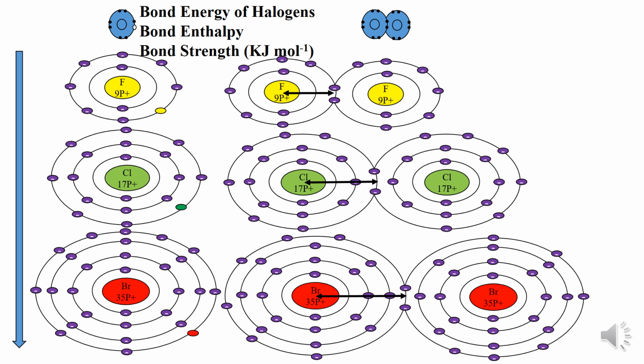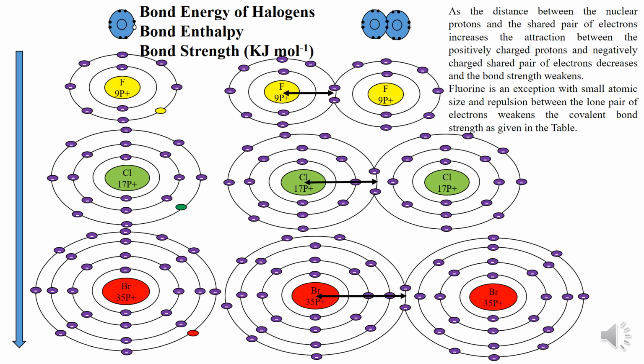So the bond energy or the bond strength decreases going down the group because of the increase in distance between the positively charged nuclear protons and the negatively charged shared pair of bonding electrons. The positively charged nuclear protons lose the electrostatic force of attraction towards the shared pair of negatively charged electrons. And that is a major governing factor that leads to weakening of the bond strength.